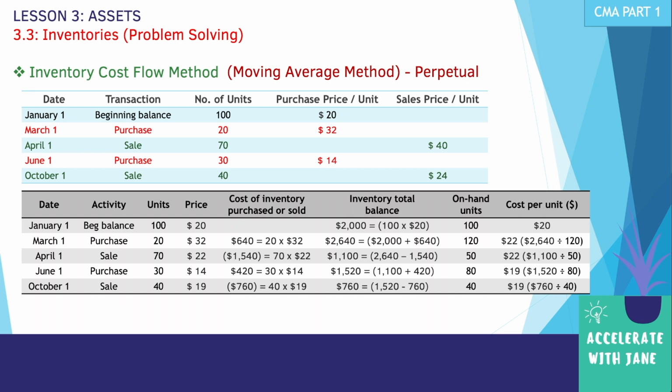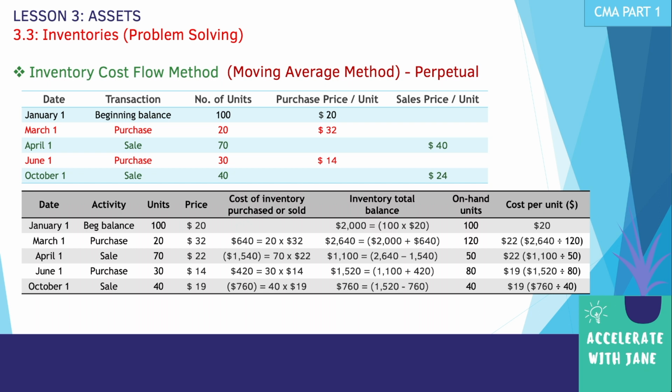That is 70 multiplied by 22. Now, if we get the running balance of the inventory, as you can see, we have 1,100, and that is computed by the running balance of inventory as of March 1, 2,640, and then we deduct the cost of inventory sold as of April 1. So 2,640 less 1,540, that is 1,100. Okay, and then we get the units on hand as of April 1.